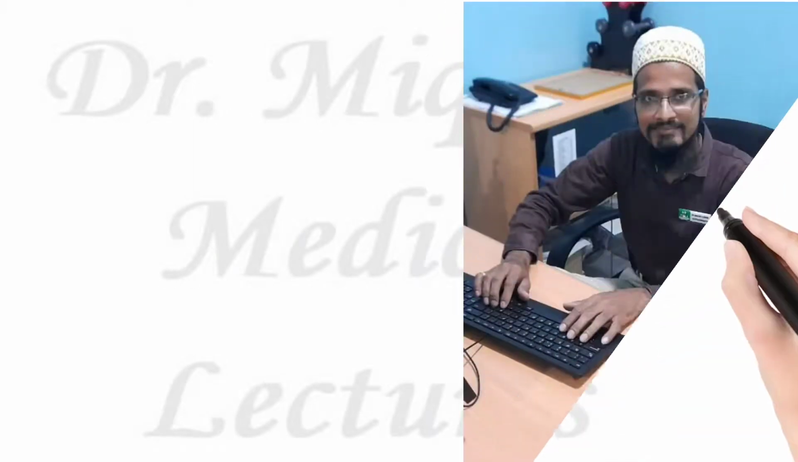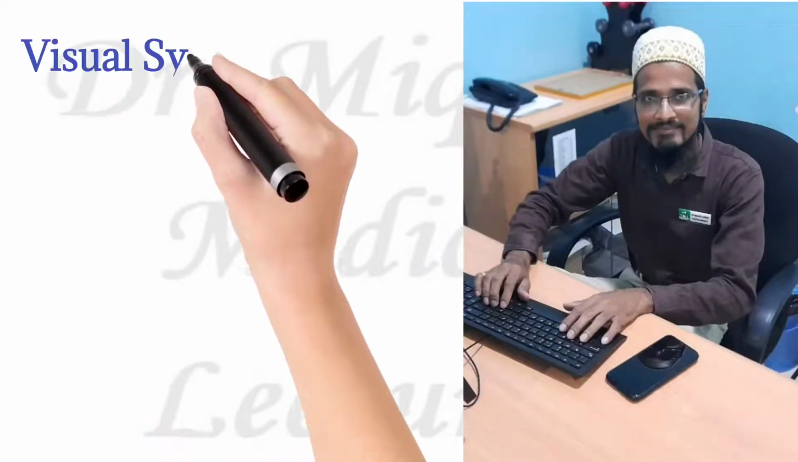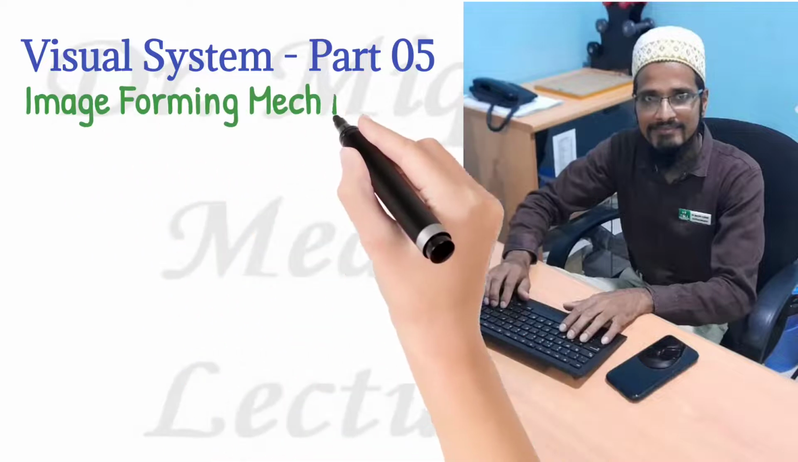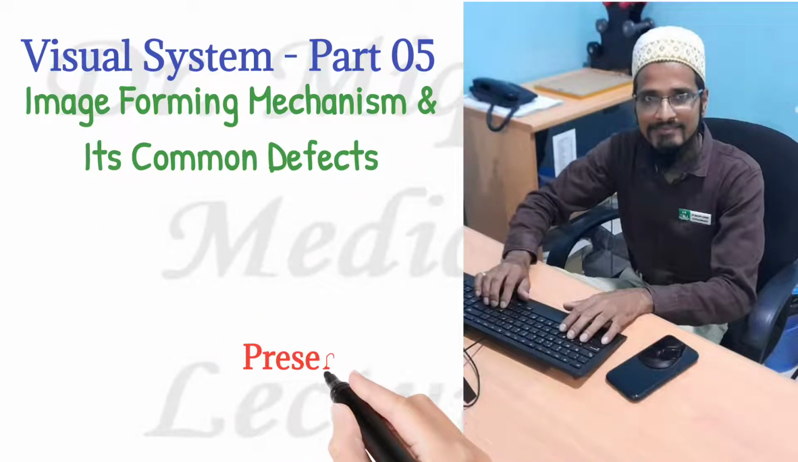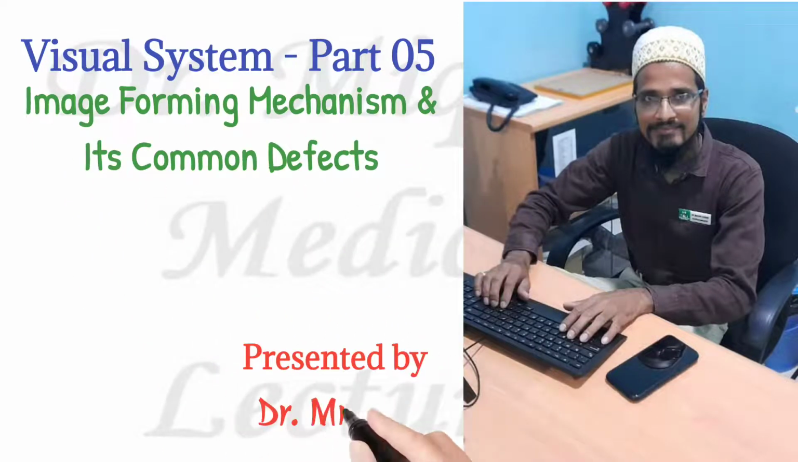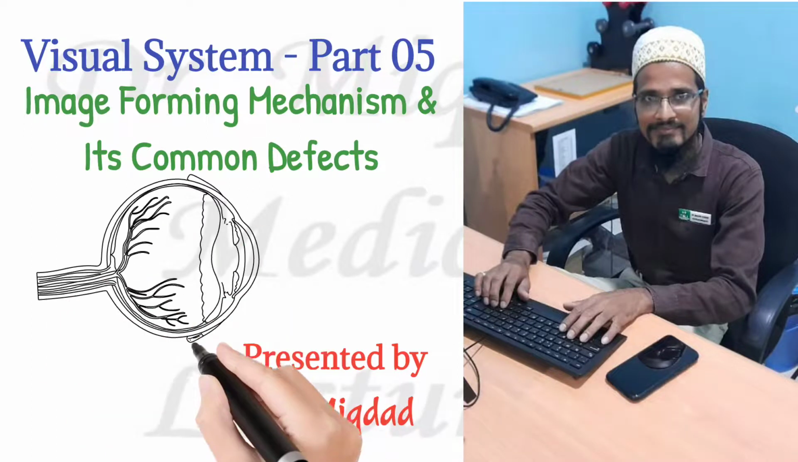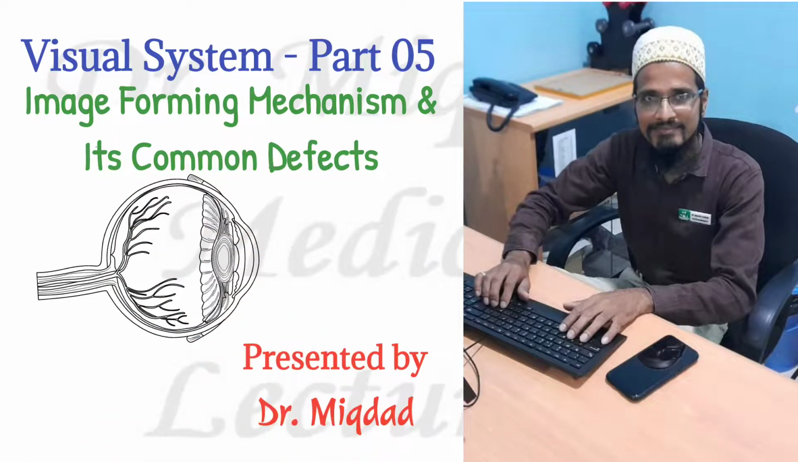In the previous video, we discussed the visual phototransduction cascade and light-dark adaptation of the eye. Today we will discuss the image forming mechanisms of the eye and its common defects.